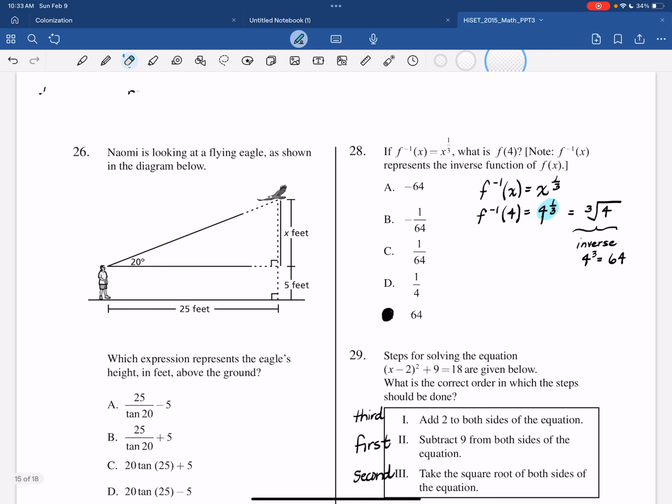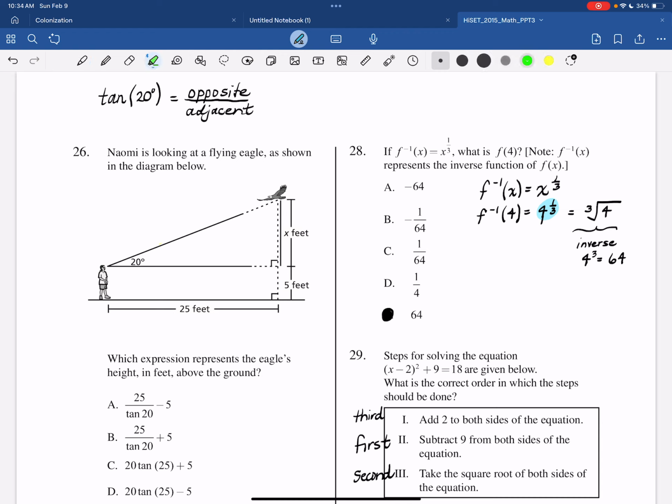And here is the general tangent ratio. Tangent of a given angle, and in this case it's 20. 20 degrees is the angle of elevation. Tangent is going to be represented by the opposite over the adjacent. And again, if you have not had trig, this will not make sense. But if you have had trig, it should make sense. So let's study this diagram carefully.